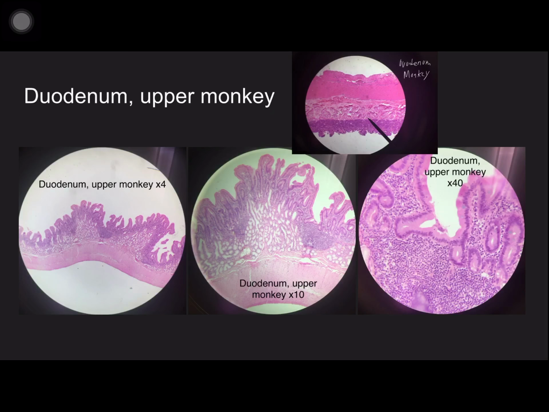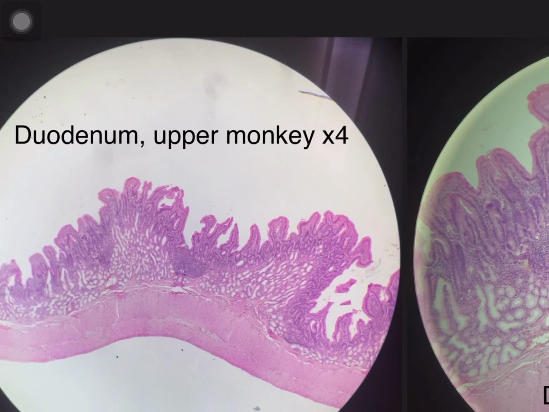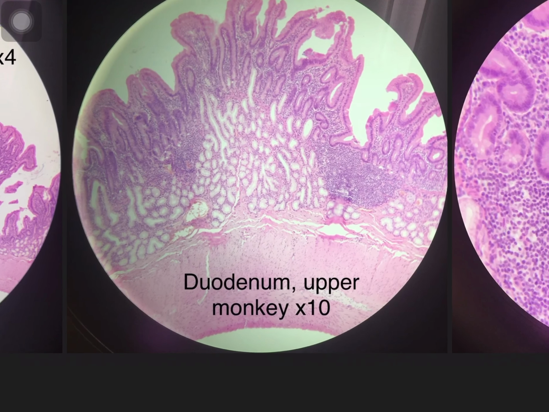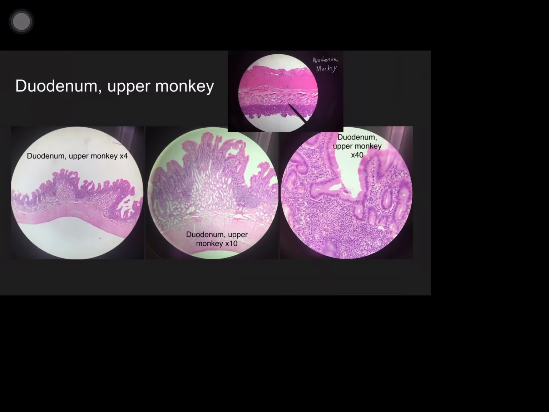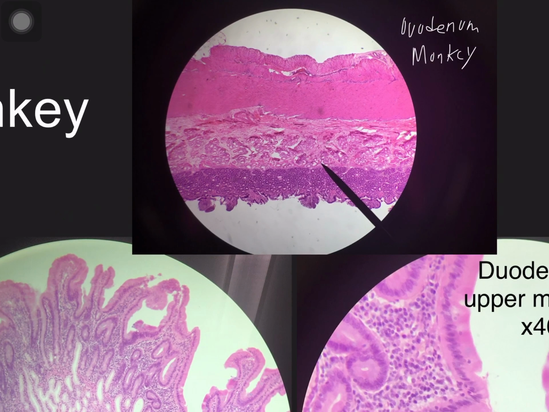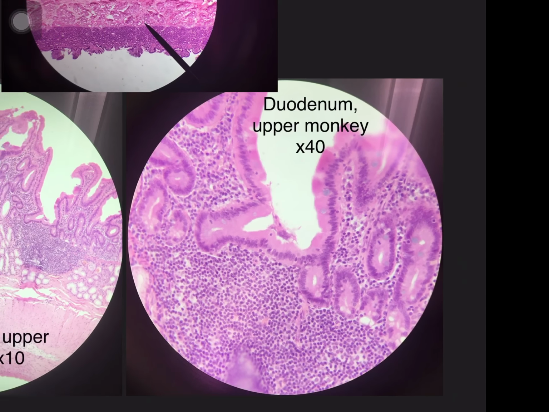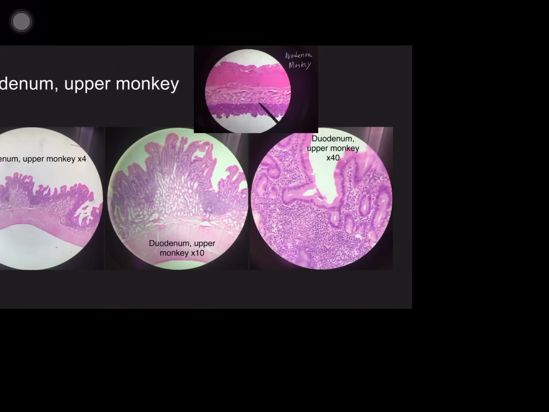Duodenum upper of a monkey, so microvilli again. Notice how the colors are much darker than a human. You can really see the microvilli, everything is very much noticeable for monkeys. Microvilli, mucosa, submucosa, muscularis externa, and submucosa. Closer view of the glands.